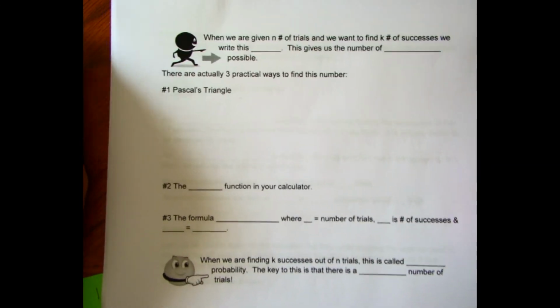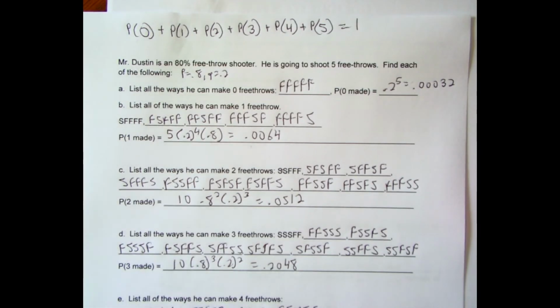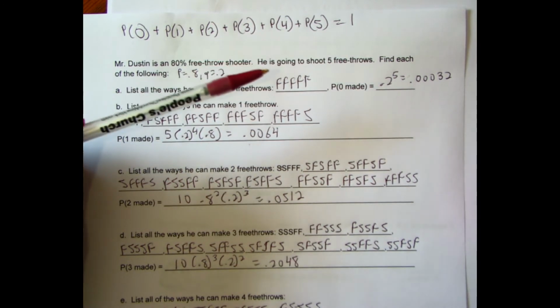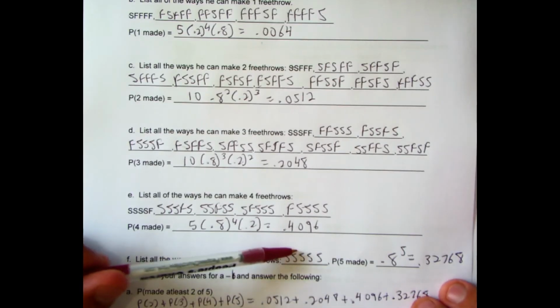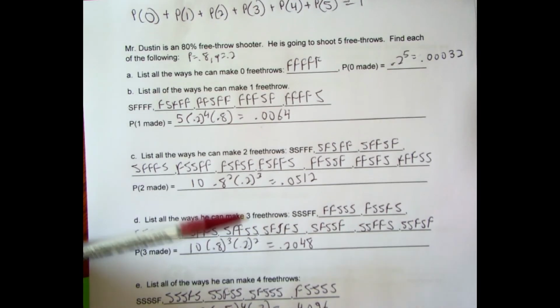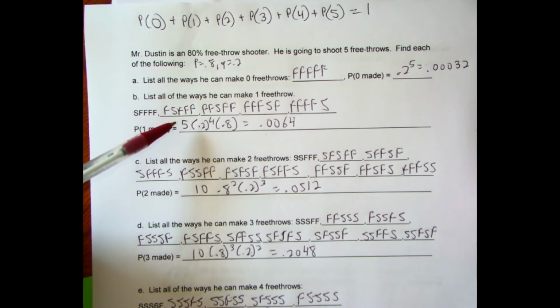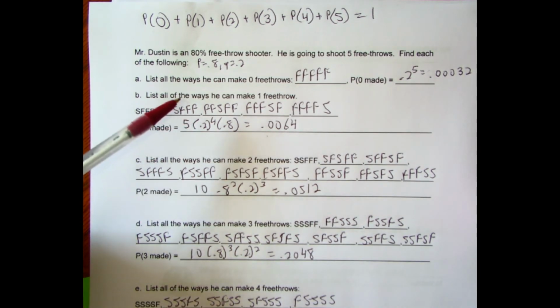Alright, so here's the deal. So we get this problem here, and obviously every time we get one of these problems, we don't want to sit here and figure out, well, obviously if you have all failures or all successes, those are pretty simple. There's only one way that can happen. But when we get 1 success or 4 successes, there were 5 different ways that could happen, and every time we get a problem, we don't want to sit here and list out all the possibilities.